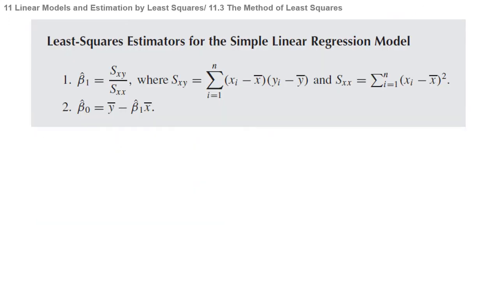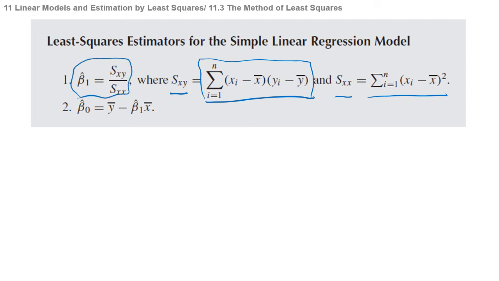Okay, so here's the summarized result. If you define Sxy this way, this is the numerator part of the previous expression that we got, and this is the denominator part from the previous expression, and so beta 1 hat is this one, and beta 0 hat is this one. These are what we derived from the previous slide, so this should be clear.